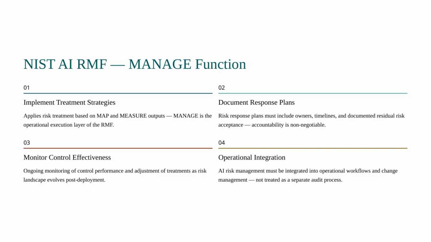Think of NIST AI RMF as a continuous cycle, not a one-time exercise. Govern sets the foundation, Map identifies the risks, Measure quantifies them, Manage treats and monitors them, and then you loop back. Because AI systems evolve and so do their risks.